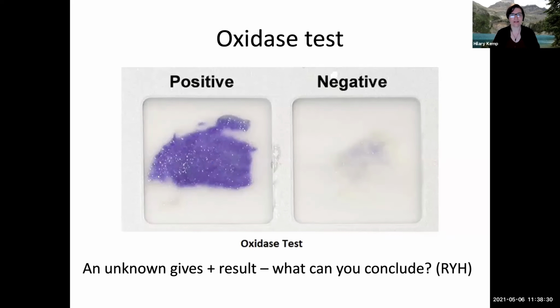All right, now let's look at the oxidase test. This is a test many of you will do in the course of your unknown ID. Here's the positive on the left, negative result on the right. Yours, when you receive it, will probably be on a circular paper, but the color is really the important part. If an unknown gives you a positive result, what can you conclude? Write into the chat what you conclude from the positive result. Anything that you feel confident you can say based on this result.